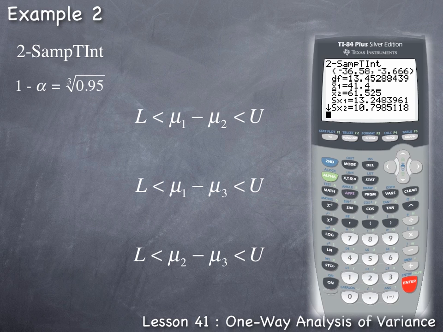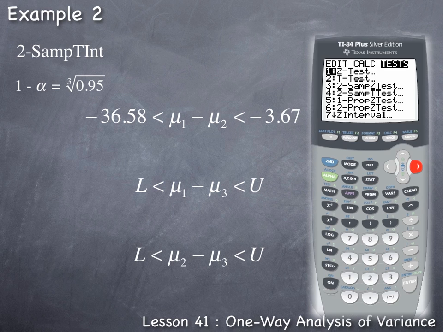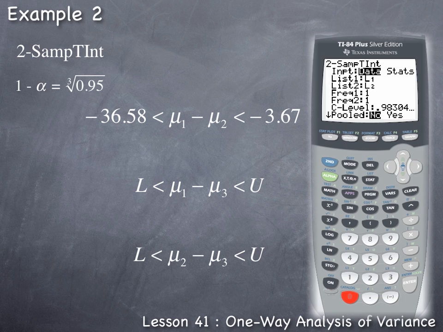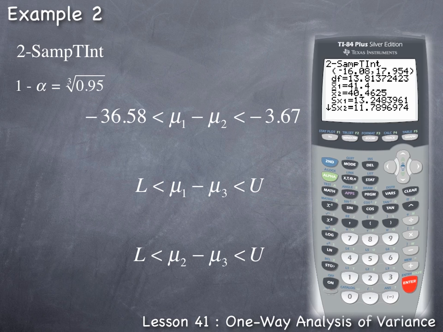So here we find the estimate of the difference between mu1 minus mu2 ranges from a negative 36.58 to negative 3.67. Now for the second comparison, we press stat, arrow over to tests, and select 2SampTInt. Here, for the difference between mu1 minus mu3, we need to use the data in list 1 and list 3. Keeping everything else the same, we arrow down to calculate and press enter. And here we find that the difference between mu1 and mu3 ranges from a negative 16.08 to a positive 17.95.